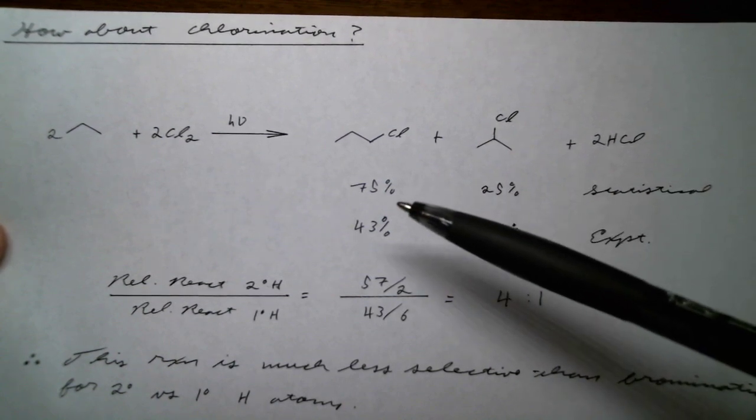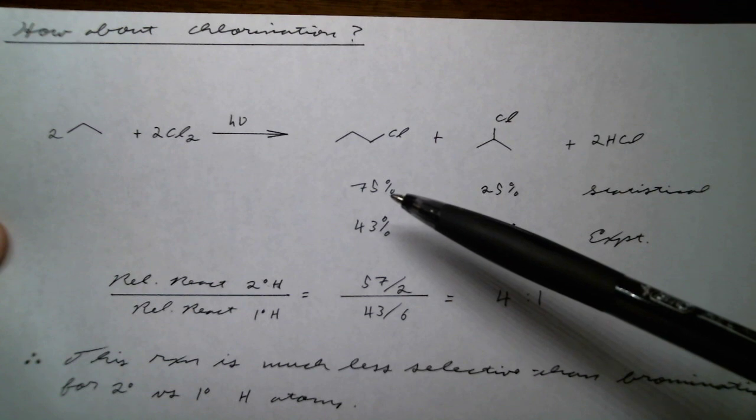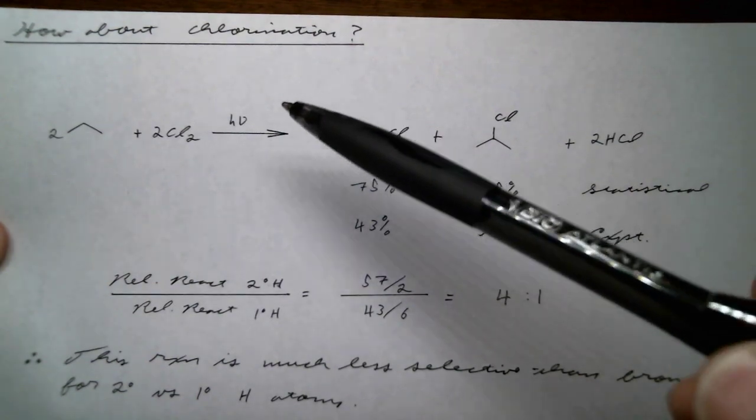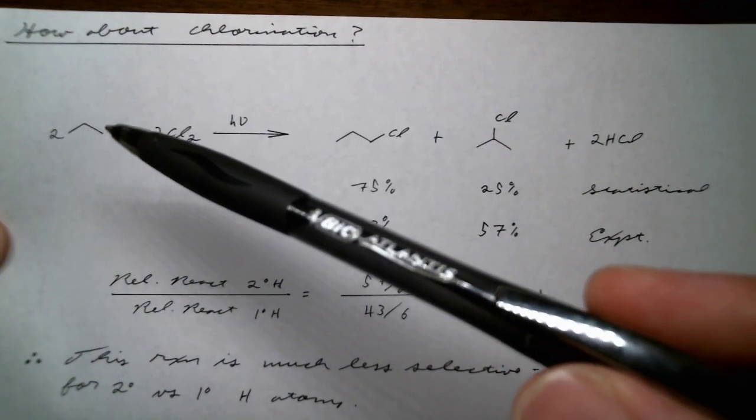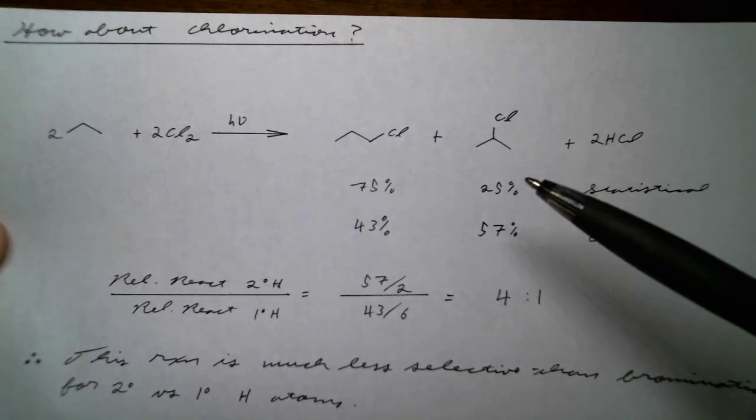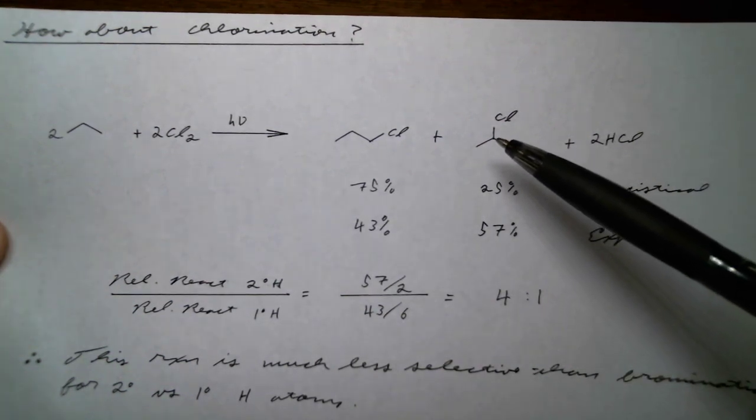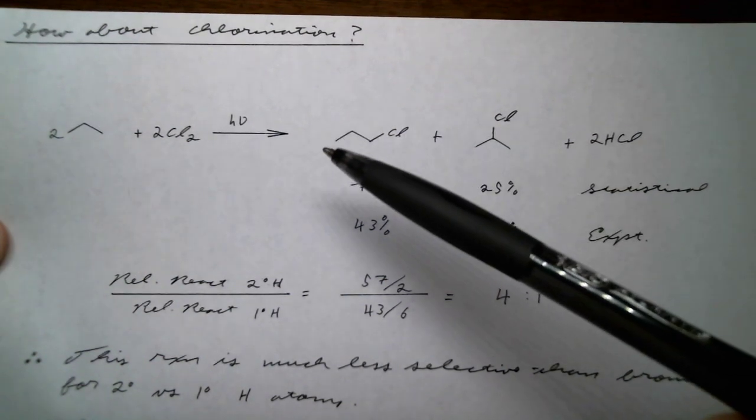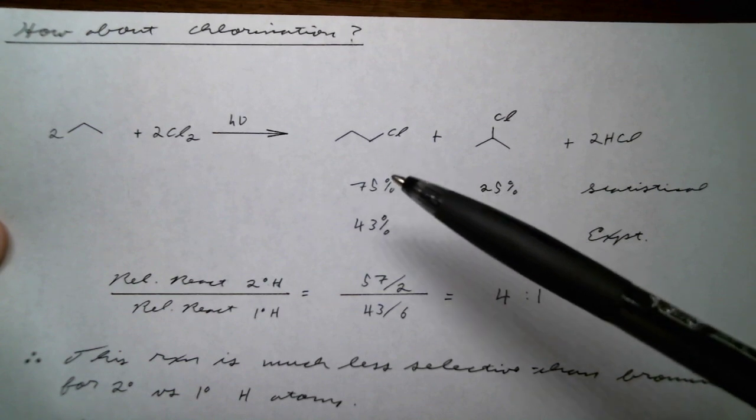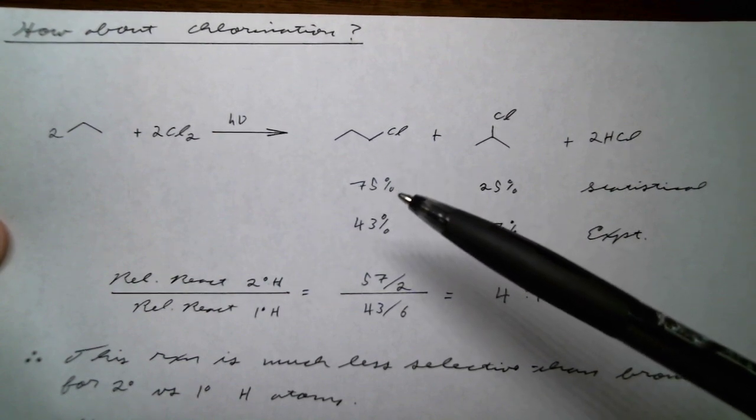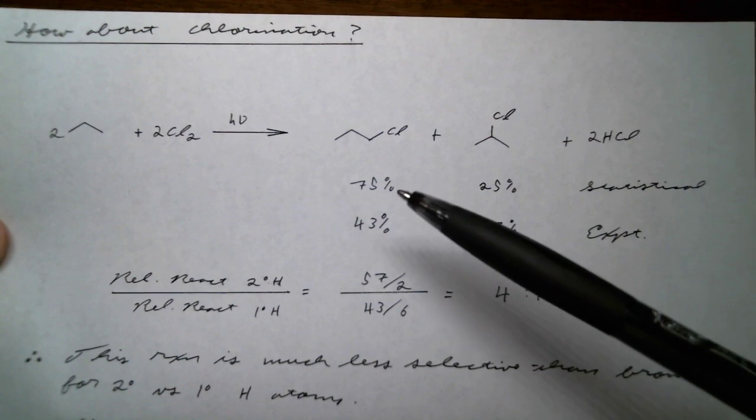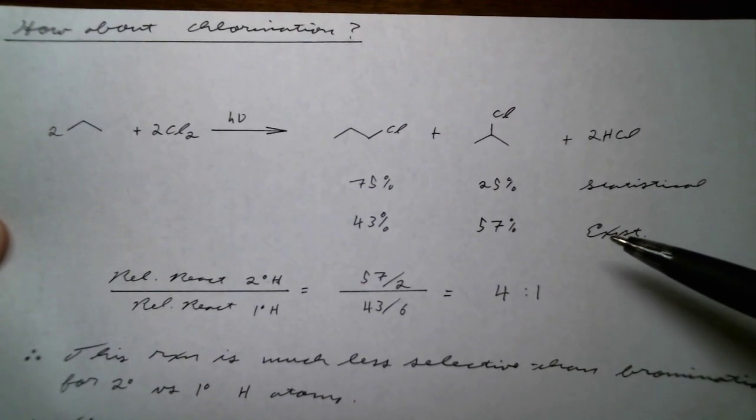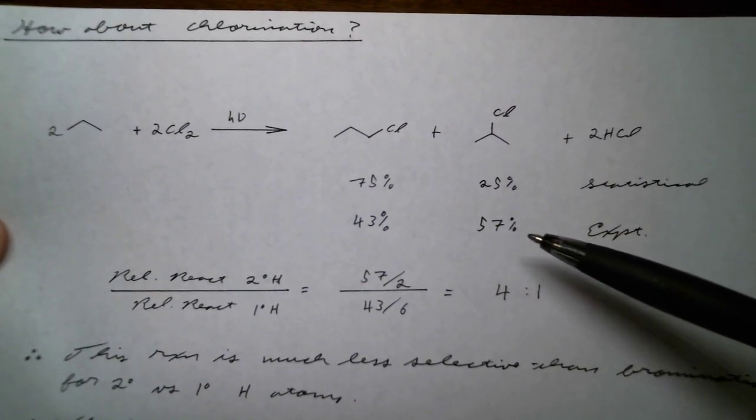Statistically, we might expect a distribution of 75% of the 1-chloropropane and 25% of the 2-chloropropane because there are 8 total protons on this molecule. 2 of those 8, or 25%, are the secondary carbon protons, either of which would lead to this product, and then 6 of the 8 are the primary carbon protons, so 75% of the protons would lead to this product were they extracted. Experimentally, of course, we actually do observe some selectivity.